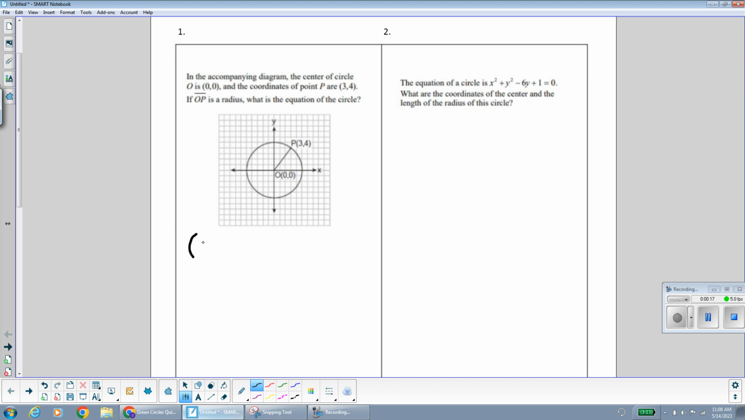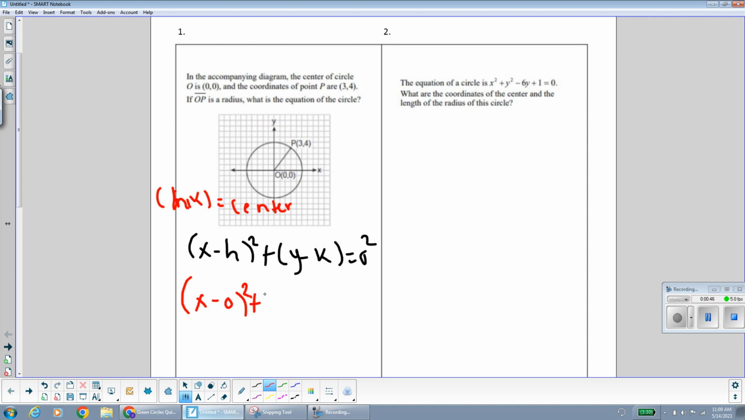first of all, the format should be x minus h squared plus y minus k squared is equal to r squared. And h and k are coordinates of the center of the circle, and r is the radius. Now, remember that they already give us the center. It is 0, 0. So I can just plug that in. X minus 0 squared plus y minus 0 squared. And now I just need my radius.